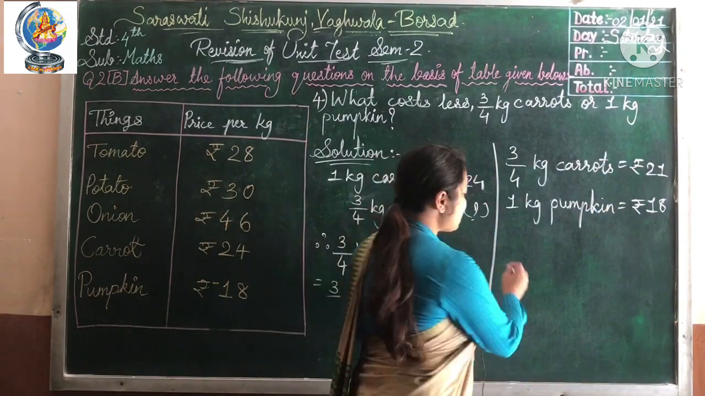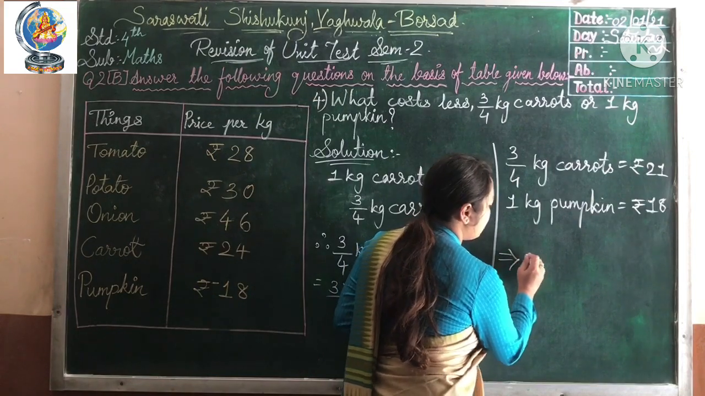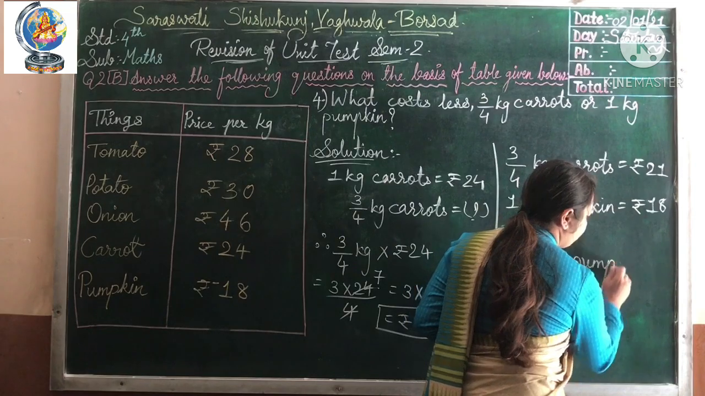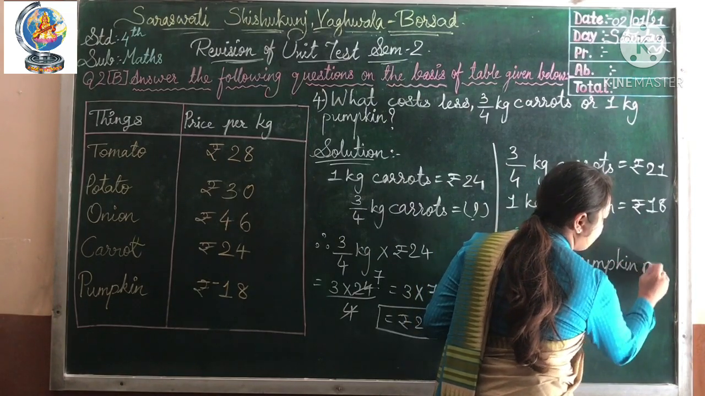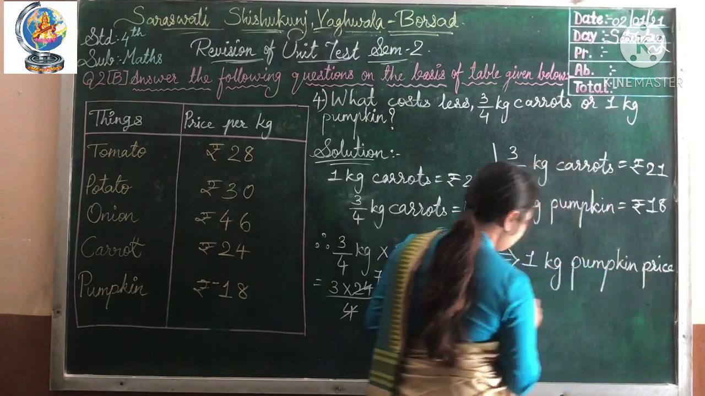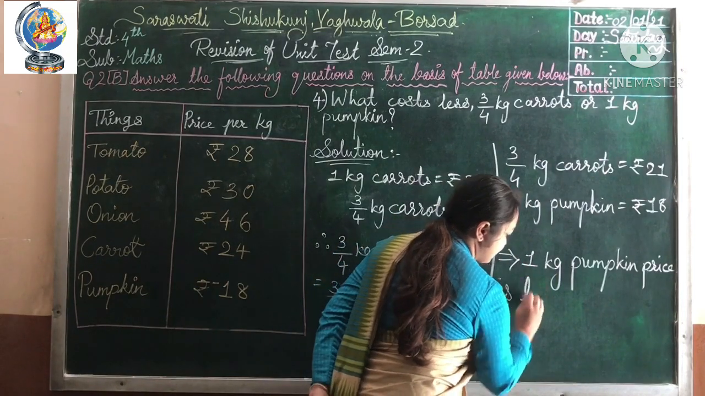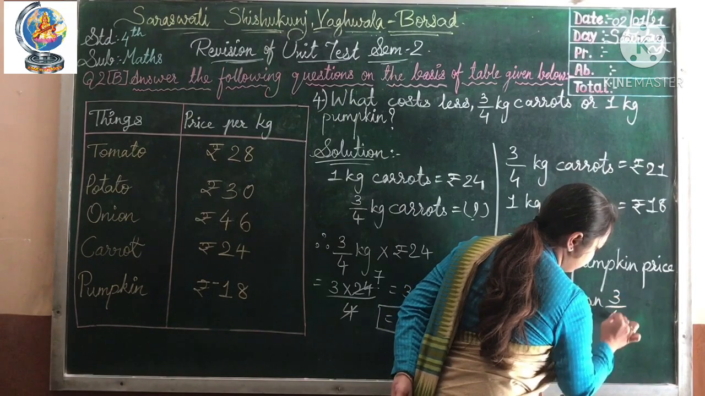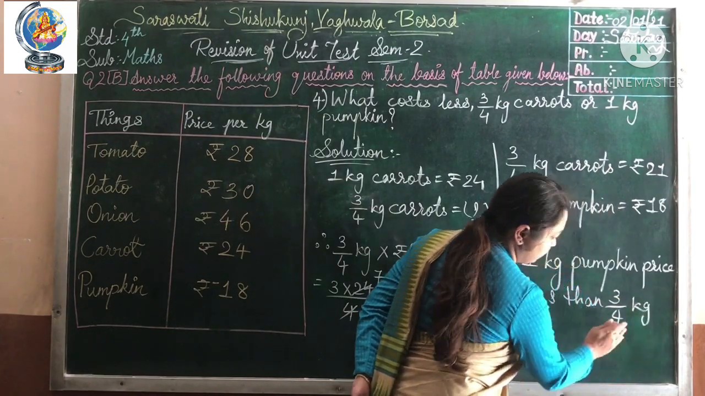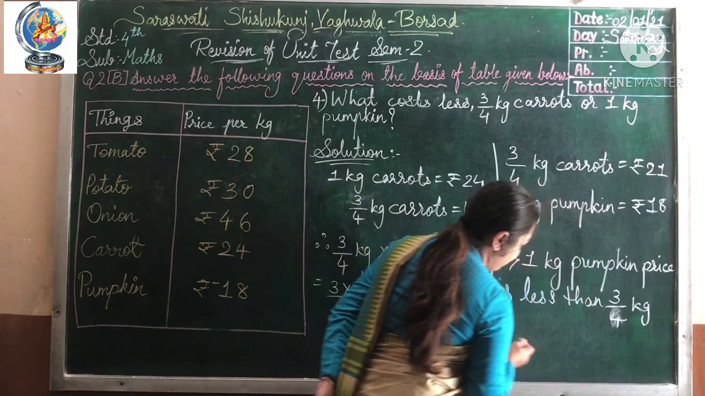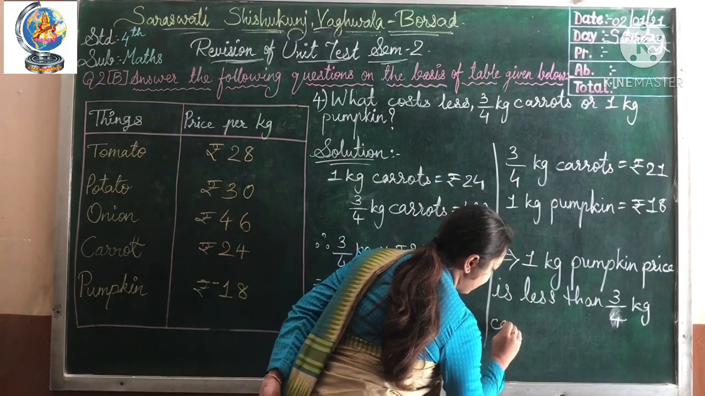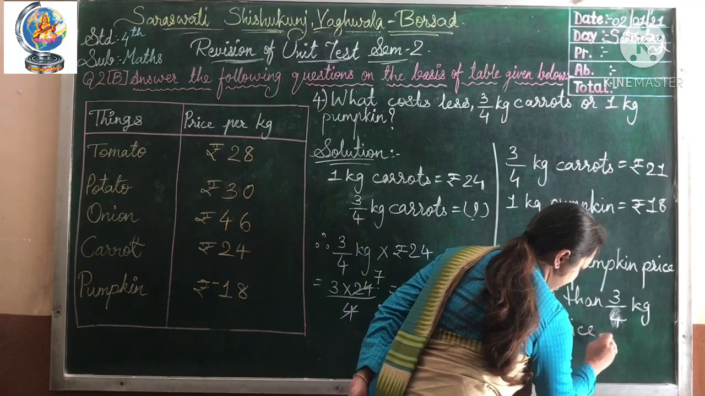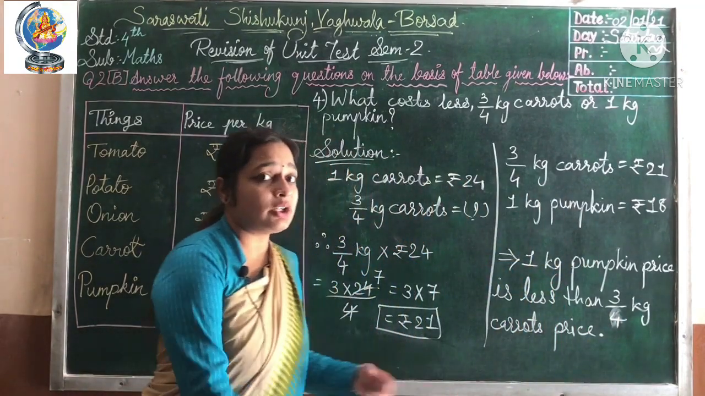So at last the answer we can write is that 1 kg pumpkin price is less than 3/4 kg carrots price. Okay, clear? Just take a look.